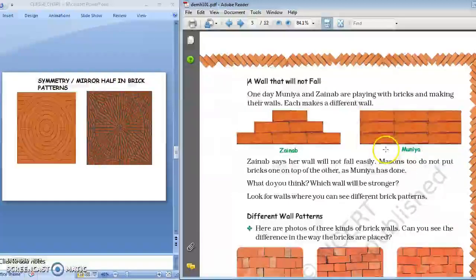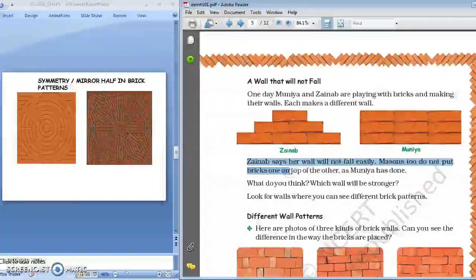Let us go to the next question. A ball that will not fall. Now, one day Munia and Zena are playing with bricks and making their walls. Each makes a different wall. So this is the wall made by Zena and this is the wall made by Munia. Zainab says her wall will not fall easily.